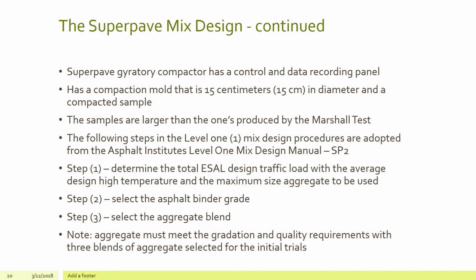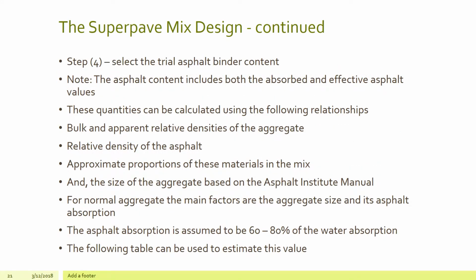We then select the asphalt binder grade. We then select the aggregate blend that we're going to use. And of course, we want to make sure that the aggregate must meet the gradation and quality requirements, with the 3 blends of aggregate selected for the initial trial. We then want to select the trial asphalt binder content. And of course, the content includes both the absorbed and effective asphalt values that we have.